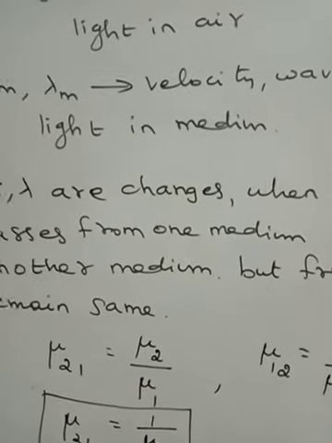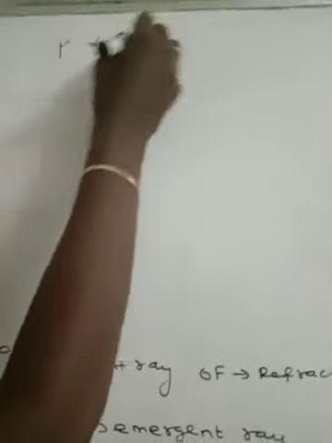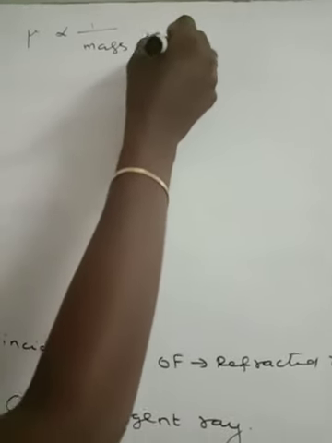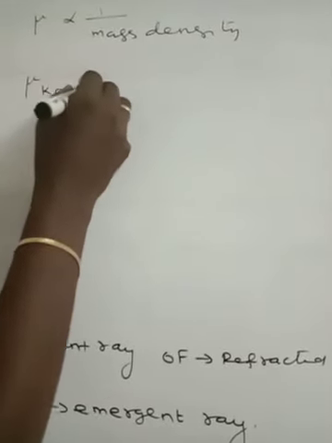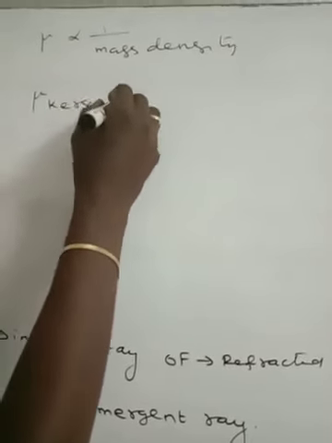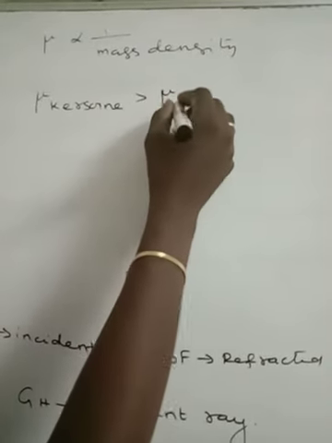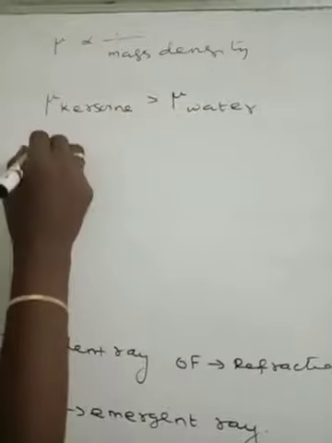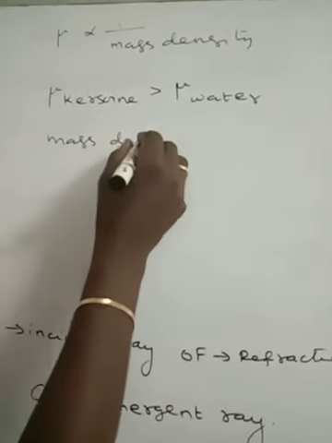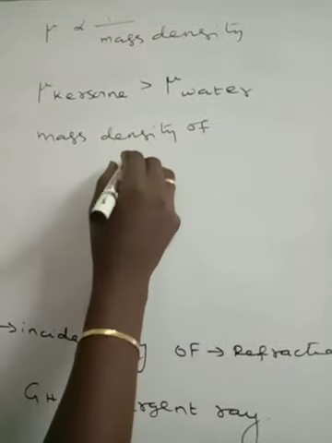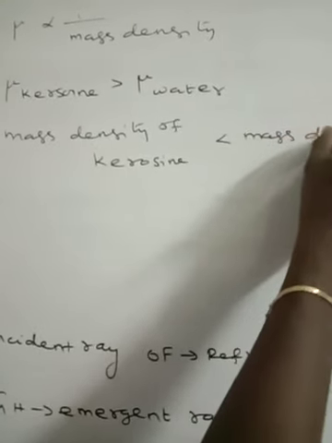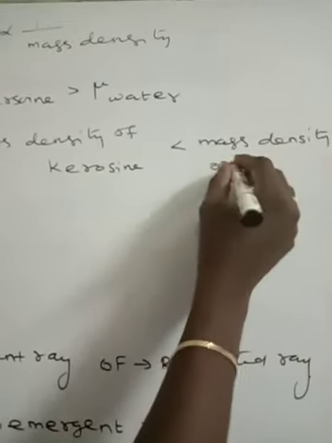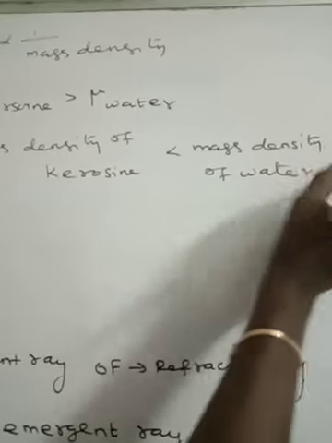The refractive index is inversely proportional to mass density. For example, the refractive index of kerosene is greater than the refractive index of water, but the mass density of kerosene is less than the mass density of water. Thank you.